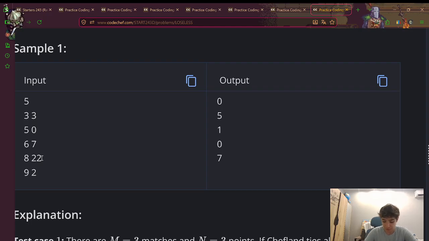For example, one win, so it's going to be 2 matches and 2 points, then 2 draws. Okay, I think I could get the logic. Yeah, I think so. Now, this.